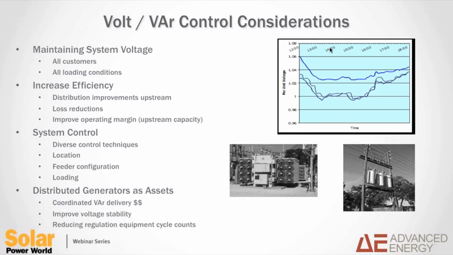There's a wide variety of control techniques that they use. The location of devices on a feeder has a very large impact. So where a PV plant would be installed on a distribution network, at the end, at the middle, at the head end, is going to have a very big influence on how the utility can leverage that for voltage control.